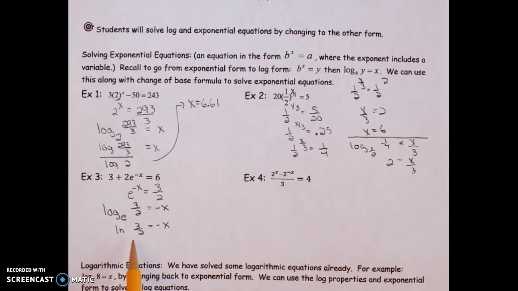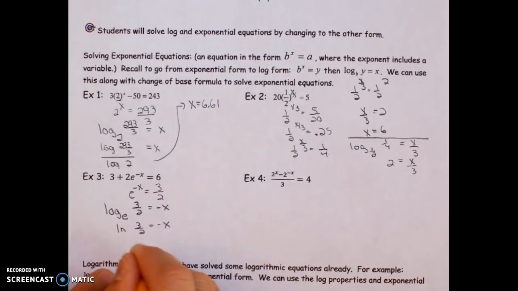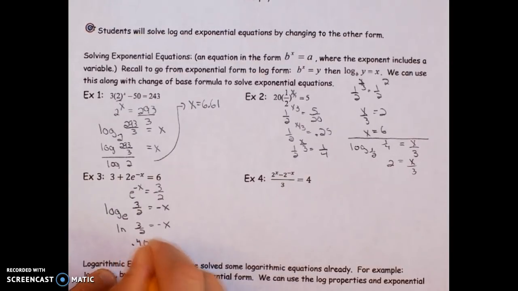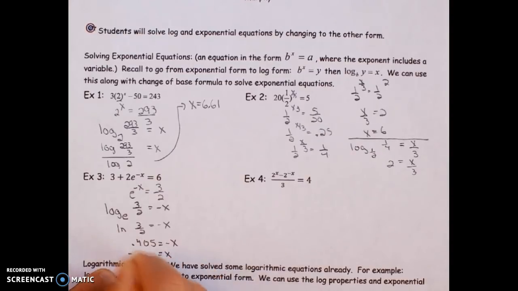In this case, I don't have to use that change of base because the natural log has its own button. I've got natural log of 3/2. I end up with 0.4 equals negative x. Divide by that negative, and I get negative 4.05.